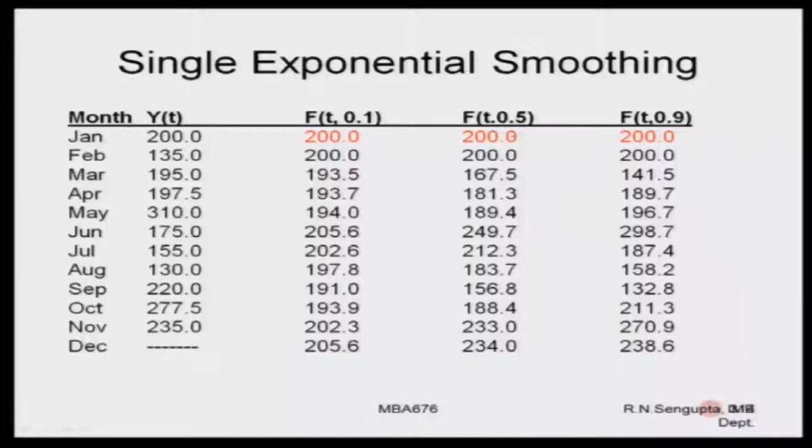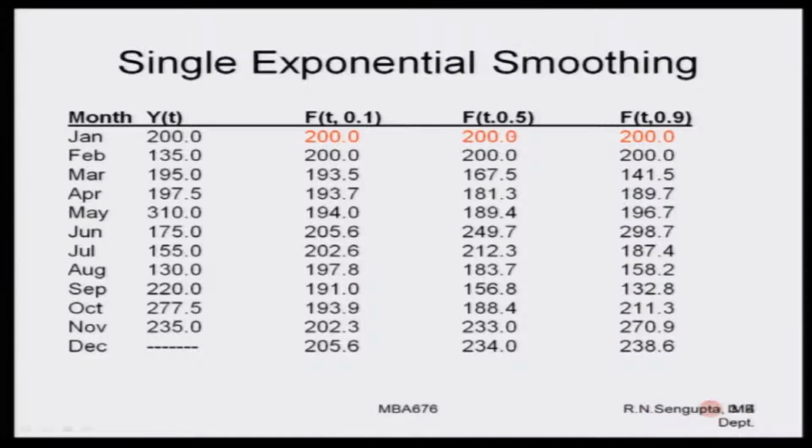Now, consider the single exponential smoothing average. Whatever values of alpha you take, I have made a note of that. The first column is the months, the time period. The second one is the actual values y. You are not considering f yet. The third, fourth and fifth columns are the f values, but considering different values of alpha in each case.